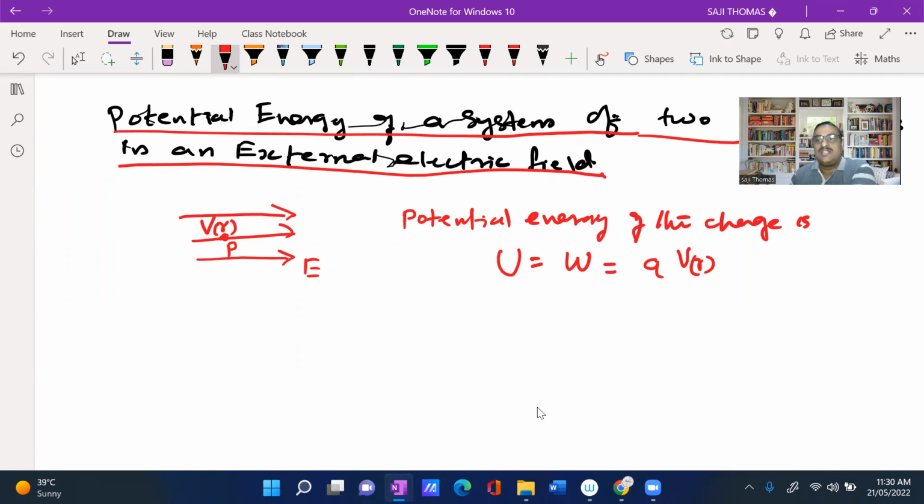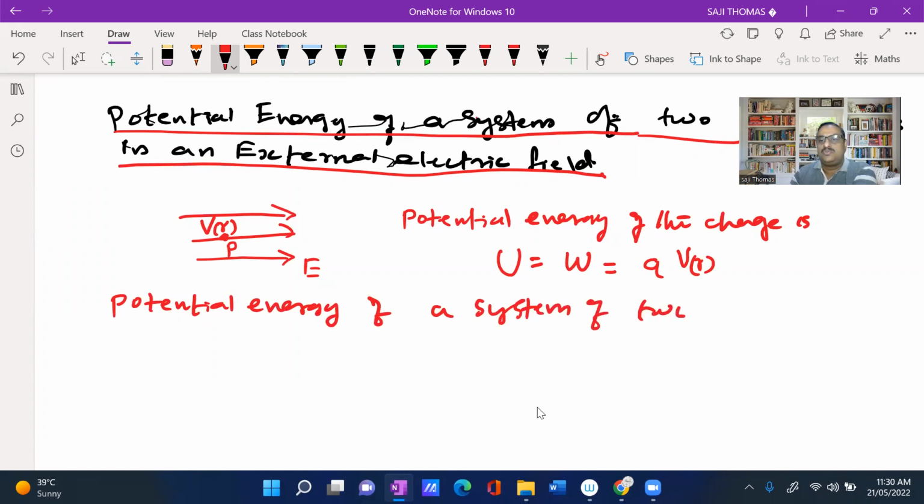Now we will discuss the potential energy of a system of 2-point charges in an external electric field.